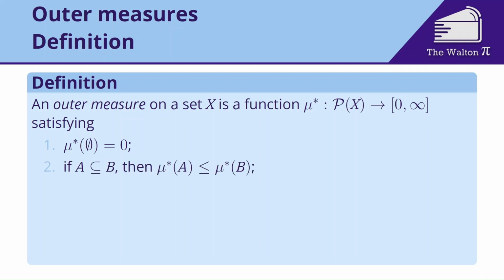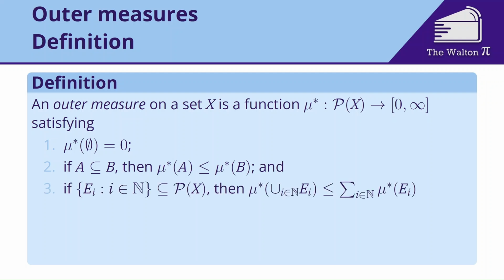If A is a subset of B, then the mu star outer measure of A is less than or equal to the mu star outer measure of B. And if E1 through E infinity are some infinite collection of subsets of X, then the mu star of their union is less than or equal to the sum of their individual mu stars.